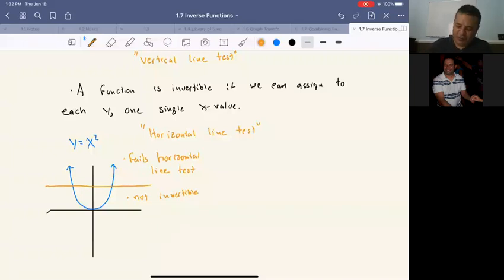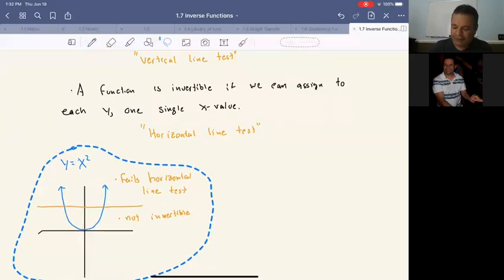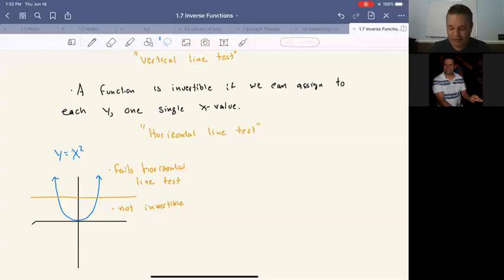Well, you might ask, well, Dr. R, why on earth would you give us an example that doesn't work? Well, because we can play around with it to make it work. Because I really like y equals x squared. I mean, I like it a lot. So I'm gonna make it work.